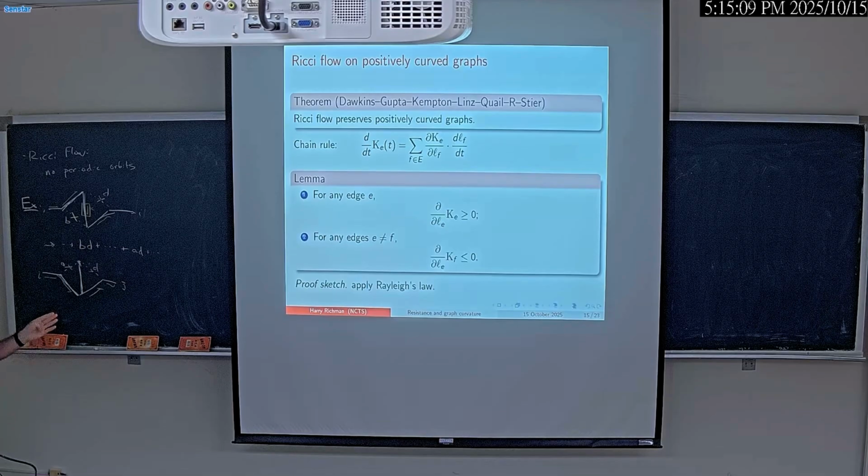I don't know if there's some analog of this for manifolds. I didn't study that much in differential geometry, so I would be curious if this is analogous to some property of Ricci flow on manifolds.